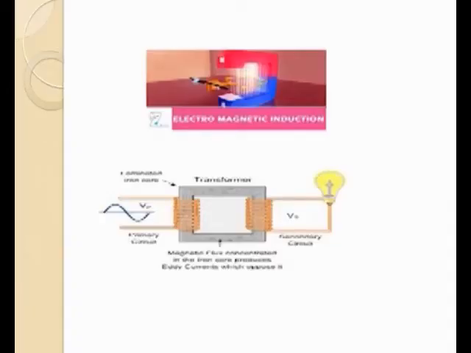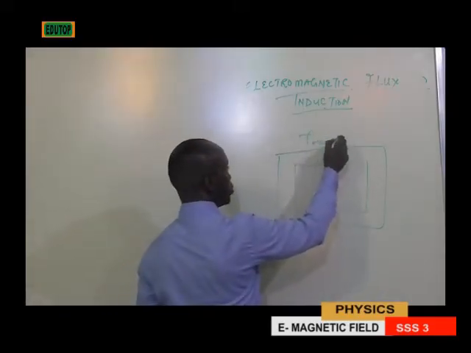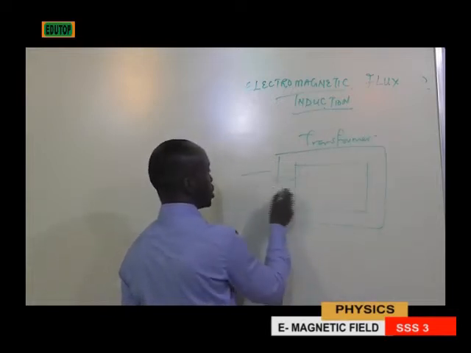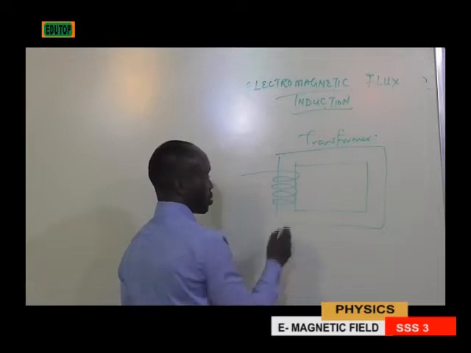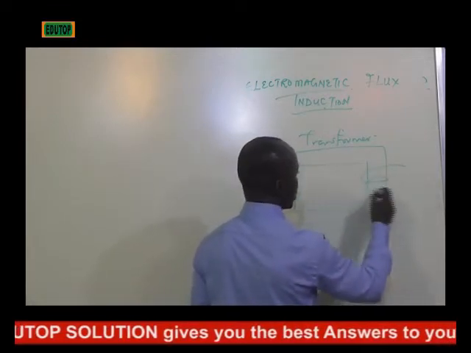Now if you check out the diagram we have there, that diagram is actually a diagram of a transformer. It is like the transformer placed in your house or at your street. We have what we call the step down transformer, and we have the step up transformer.